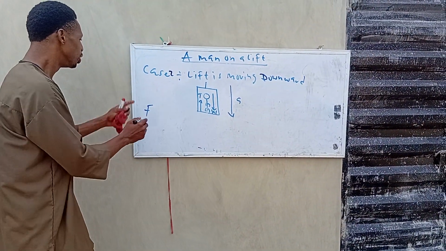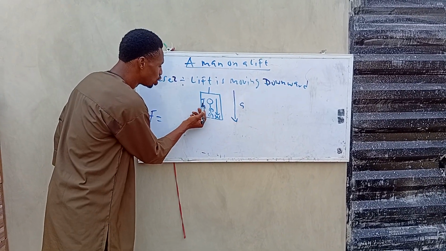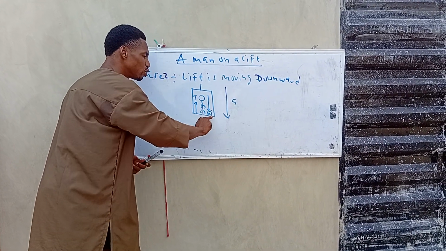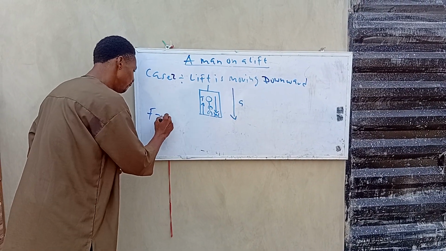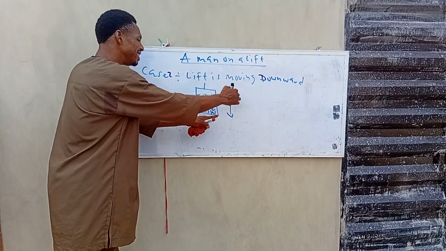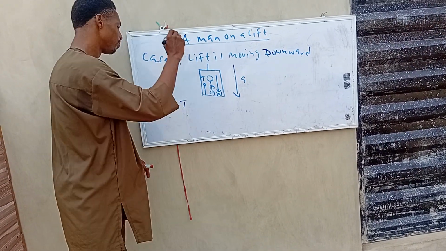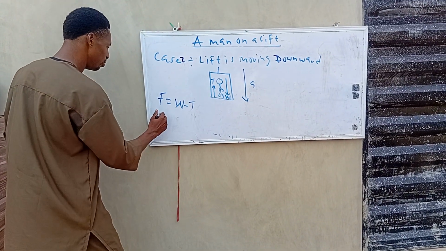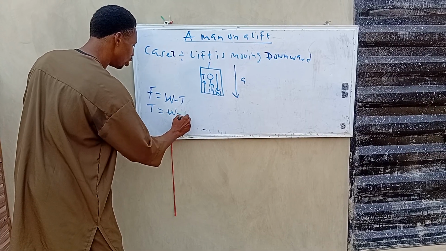Now, the total force acting on the man on this lift. Out of tension and weight, which of these two is moving downward? Weight. Therefore, weight will be positive in this case. Because tension is moving up and the body is moving down, they are in opposite directions, so tension becomes negative, minus T. So it becomes weight minus force.